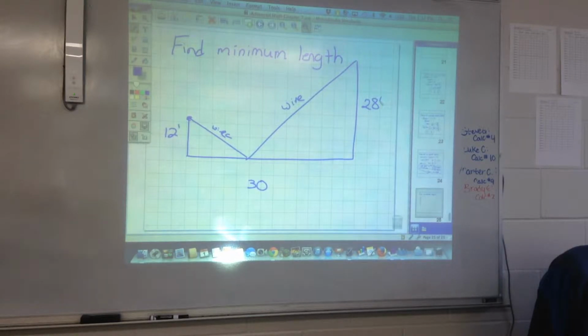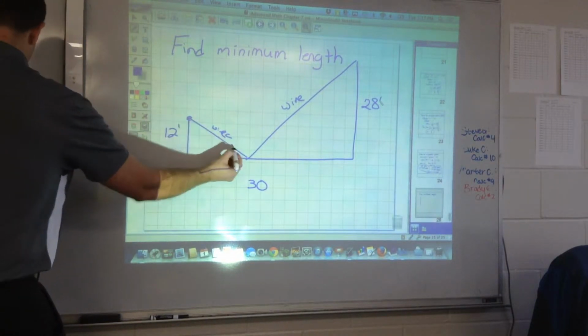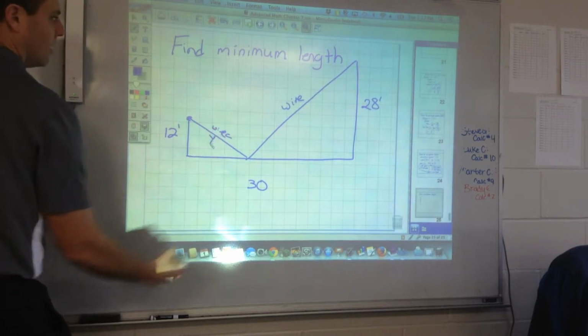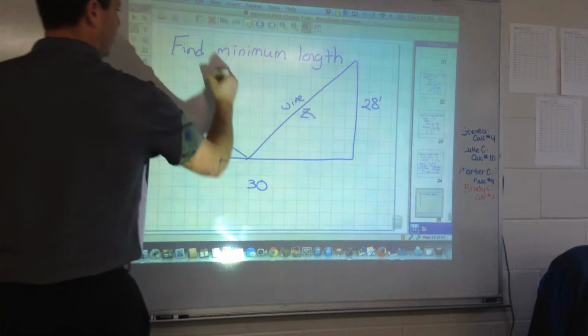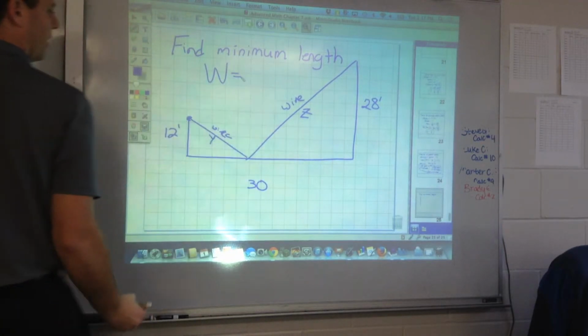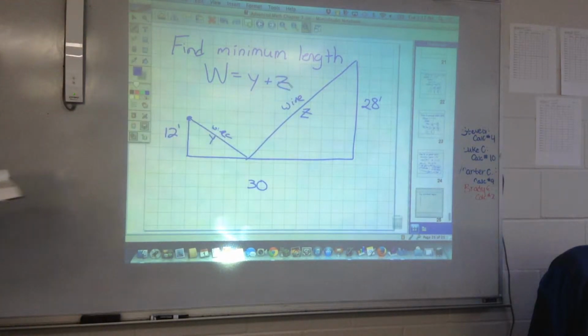So that's where the textbook is saying, well, let W equal Y plus Z, where they call this amount of wire right here their Y amount. They call this amount of wire Z. So the total amount of wire we're going to use is Y plus Z, and that's the function that we will want to minimize eventually.